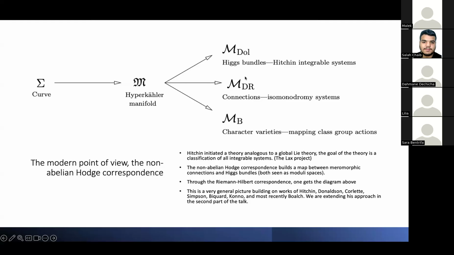This is the story behind it. And then the correspondence between connections and character varieties, so fundamental groups, representations of fundamental groups, is the Riemann-Hilbert correspondence. Combining these two correspondences, you get the general picture that is above, and you get really the theory of the non-abelian analog of the Hodge theory that we have.